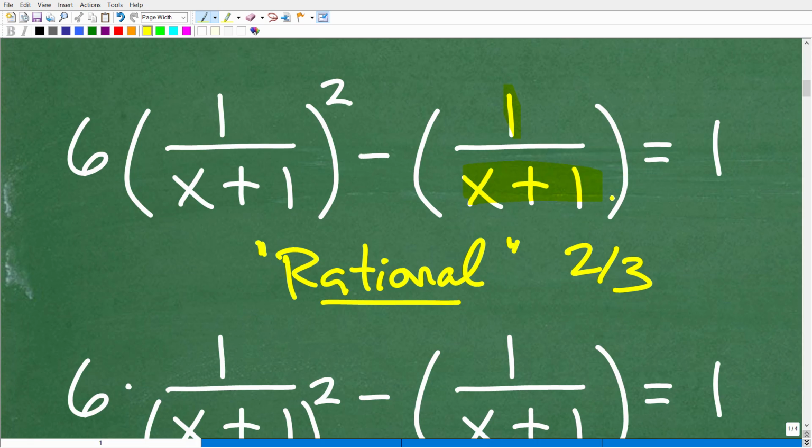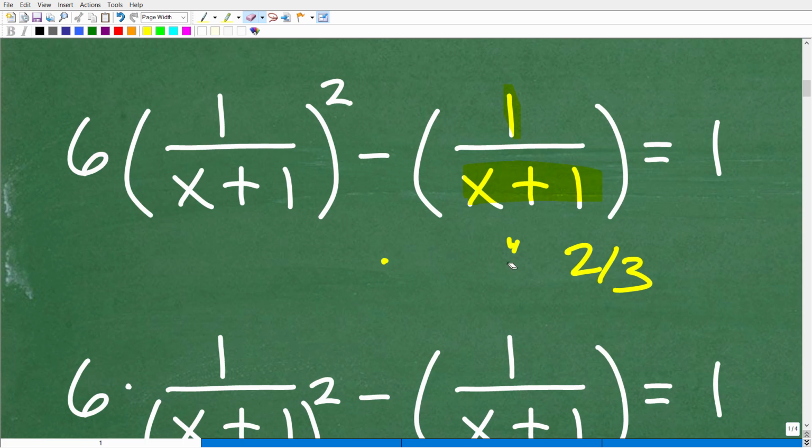So in algebra, when we have fractions involved in an equation, you wouldn't say, oh, this is a fraction equation. We would call this a rational equation. Now, there are some other little things that we have to look out for, but that's what we're dealing with. So this is what we have, and now we need to think to ourselves, what can we do to make our life easier here?